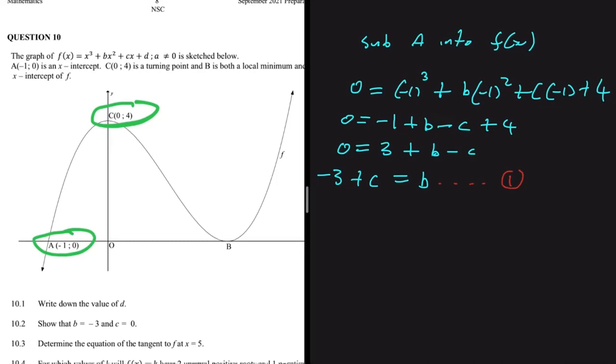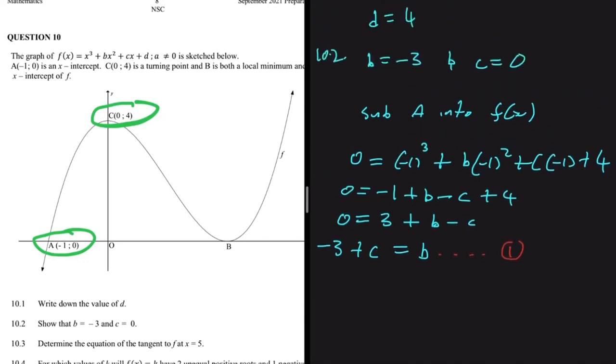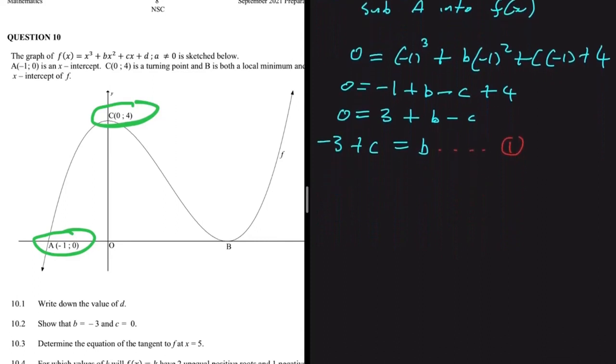So we only have coordinates for points A and C, right? We've used point A. Now let's use point C. But wait a minute, in 10.1 we used point C to find the coordinate of d. So we can no longer use point C as it is. We have to find another way of manipulating point C, right? But then point C is the y-intercept and the turning point at the same time, right?